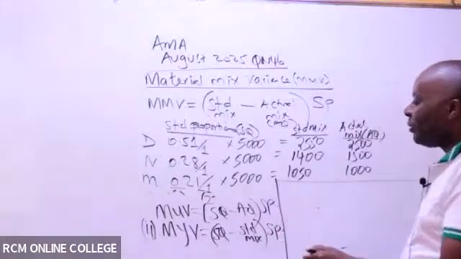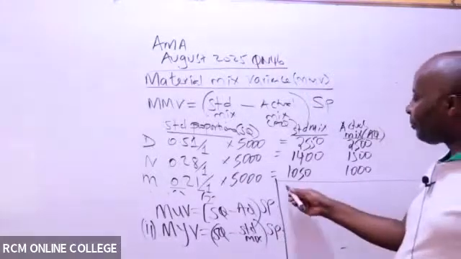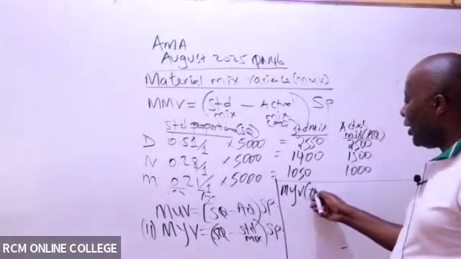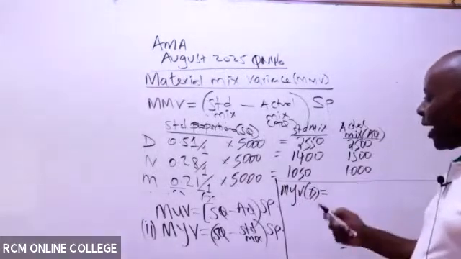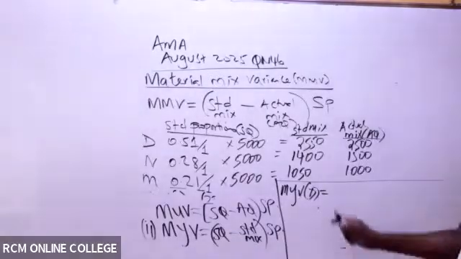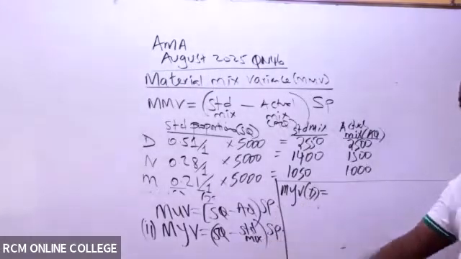So then let's get the material yield variance for D. Material yield variance for dog. Let me give you 1 minute. You try calculating this given the formula I've given you.